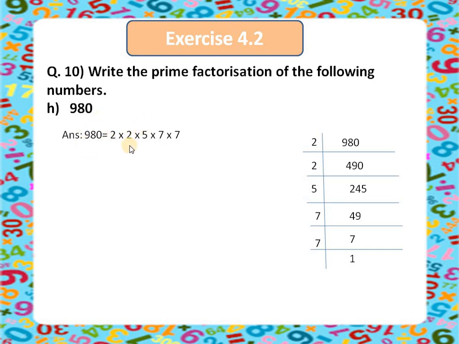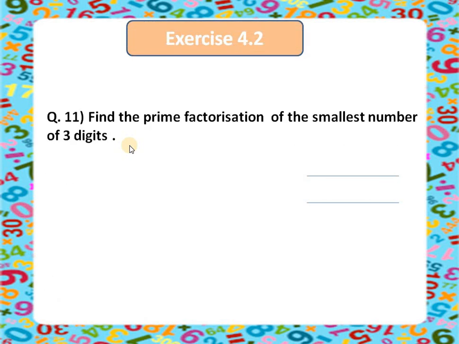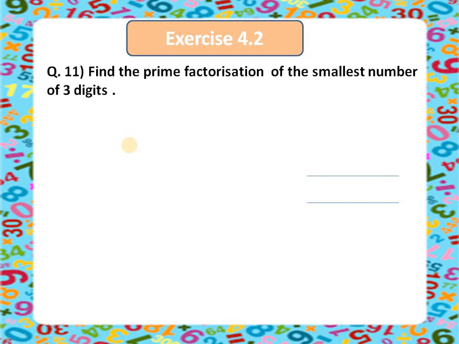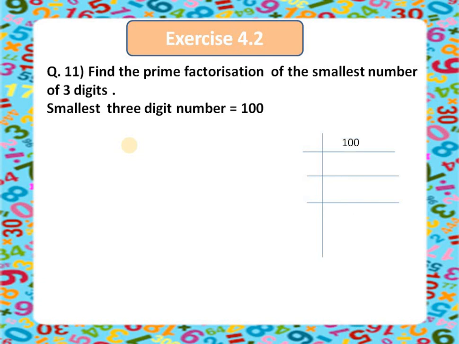Now 11th part is left in this exercise. Find the prime factorization of the smallest 3-digit number. What is the smallest 3-digit number? We all know. It's 100. It means 100 only. Find out its prime factorization.